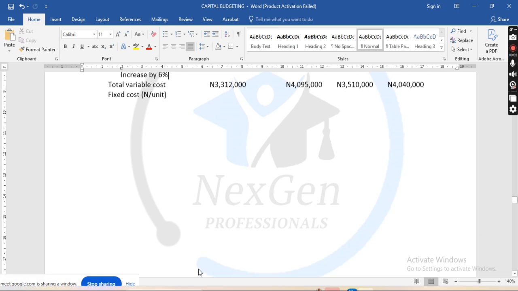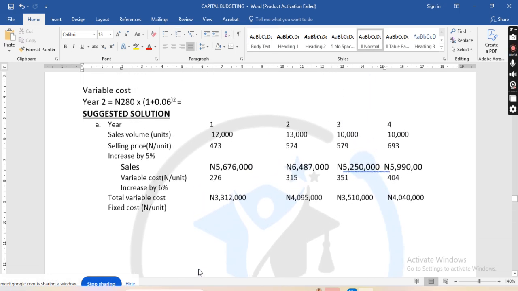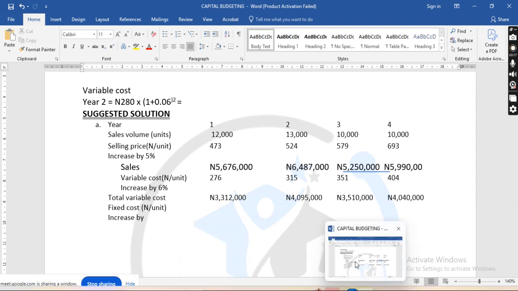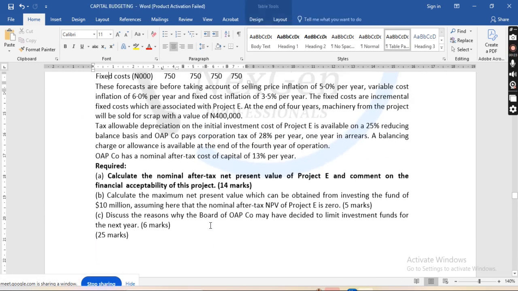Are you still there? Interesting. So, how many percent increase for the variable cost? Quickly, let's move. We must complete this question, whether we like it or not, right? This question is 25 marks.